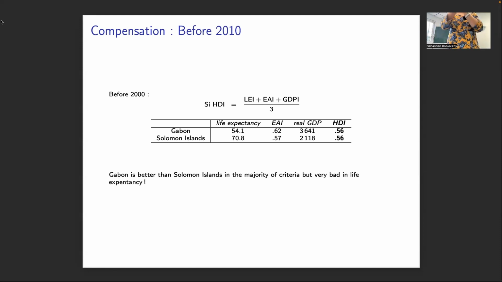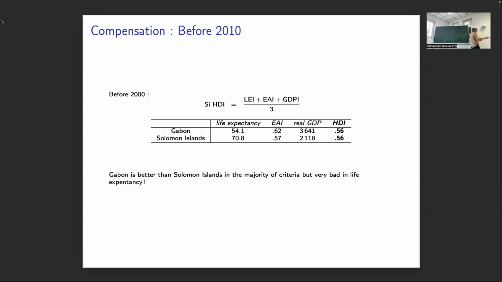Okay, let's calculate. So we need some pens. I want you to imagine that I'm in a country and you are in a country and you are the president of the country. And the most important thing for you is the Human Development Index of your country. I don't know why, but let's imagine, okay?